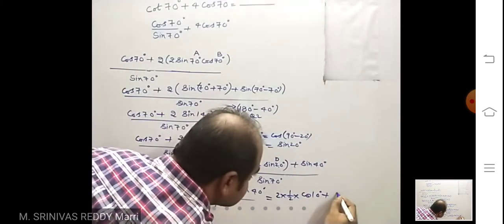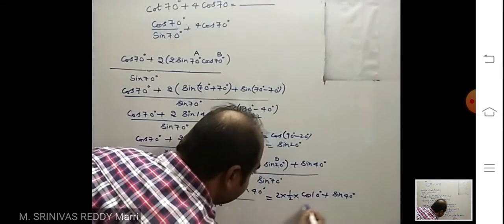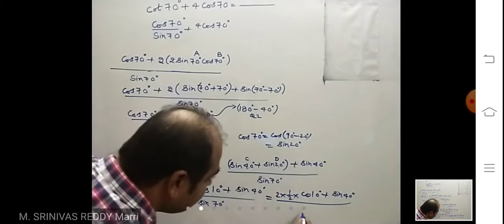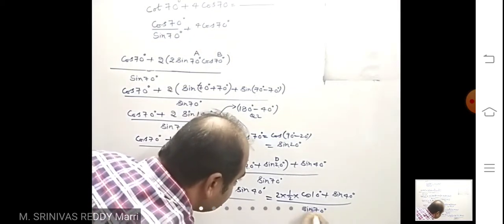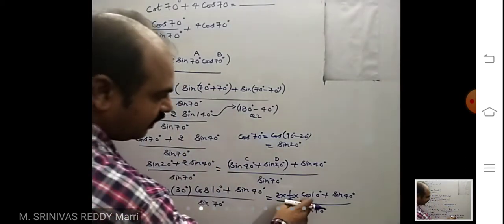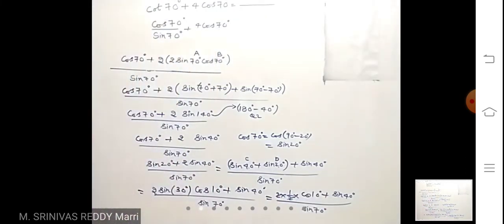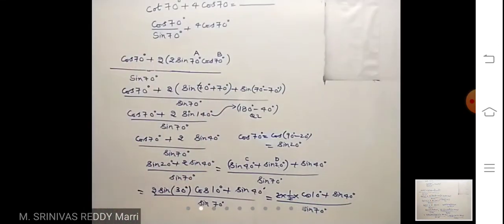plus sine 40 degree divided by sine 70. So this 1 by 2, 2 will get cancelled. Now look at, here cos is there, here sine is there. Now if you convert this into sine, you can write the formula easily.